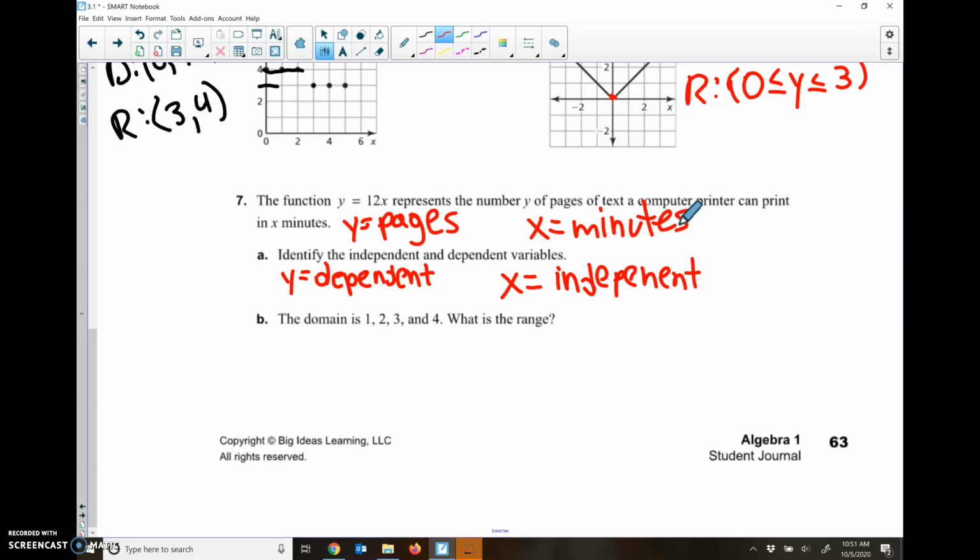So if it says domain is 1, 2, 3, 4, what is the range? Okay, so if it can print 12 pages a minute, after 1 minute, that means it printed 12 pages. After 2 minutes, it printed 24 pages. After 3 minutes, 36 pages. And after 4 minutes, 48 pages. So here's our domains, here's our ranges. Hope that helps. Have a good day.